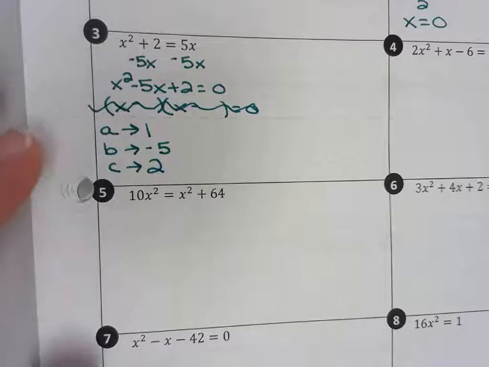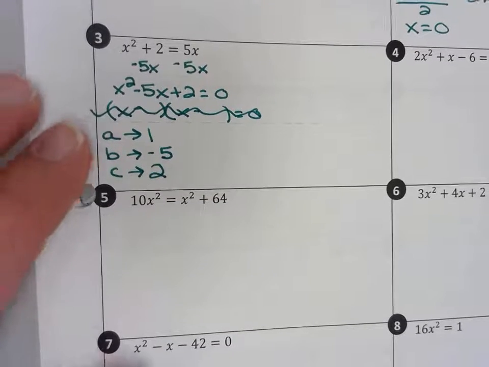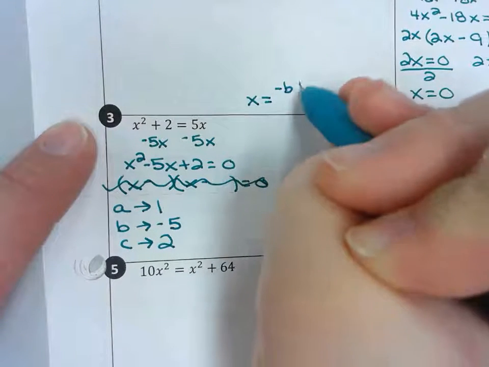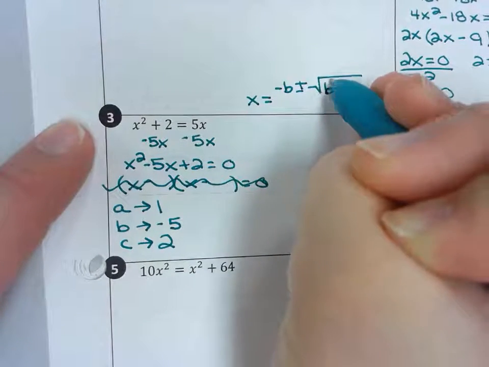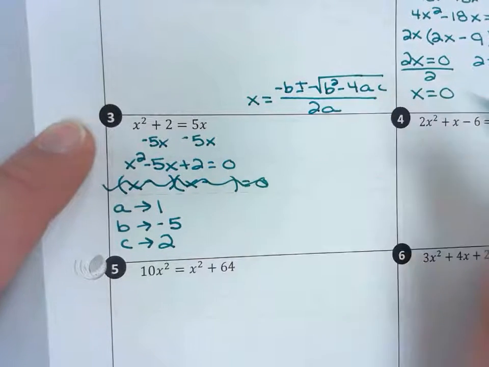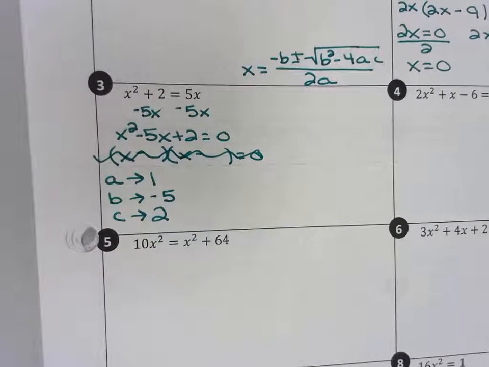Let's go ahead, I'll write this formula up here in number 1. x equals negative b plus or minus the square root of b squared minus 4ac all over 2a. If you don't have a calculator, go grab one because it will be your friend for the quadratic formula. So you have to decide between factoring or the quadratic formula. Make sure everyone has one.